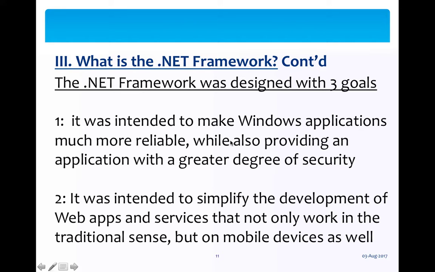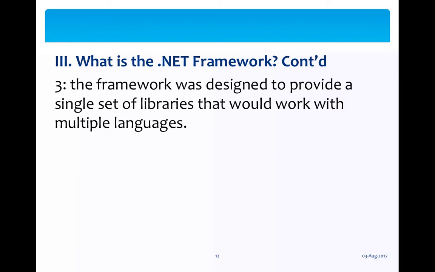The .NET Framework was designed with three goals. First, it was intended to make Windows applications much more reliable while also providing applications with a greater degree of security. Second, it was intended to simplify the development of web apps and services that work not only in the traditional sense, but on mobile devices as well. Third, the framework was designed to provide a single set of libraries that would work with multiple languages.